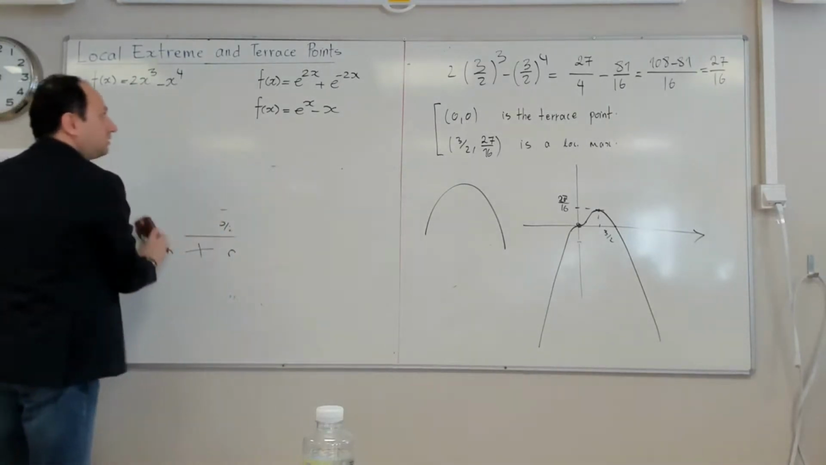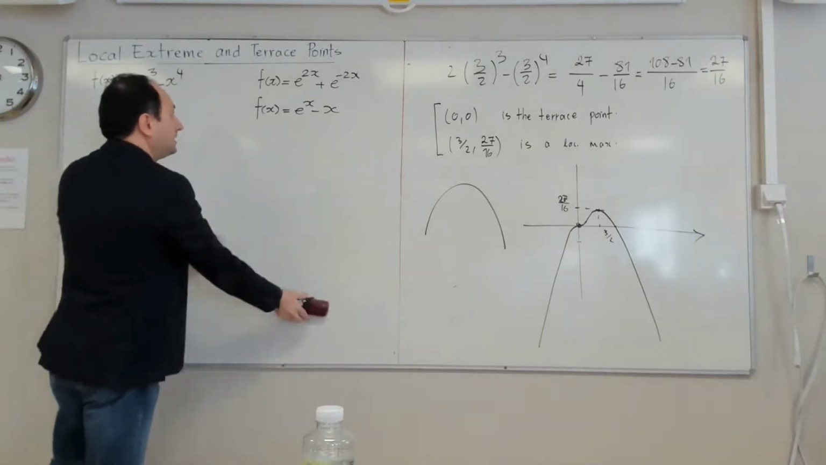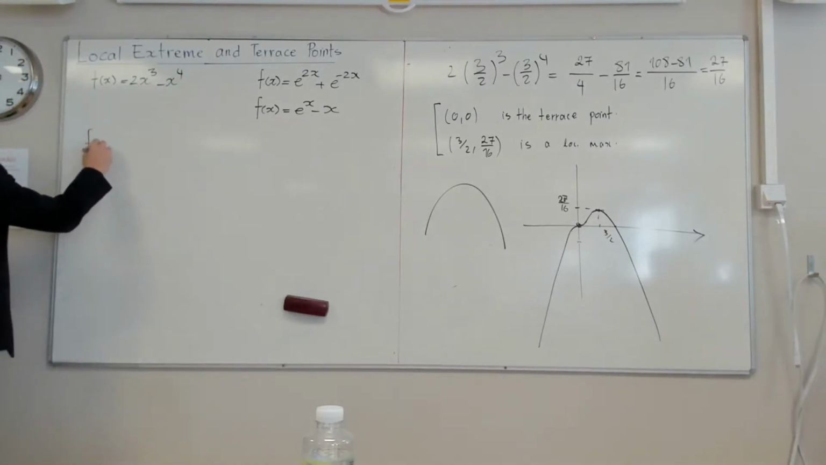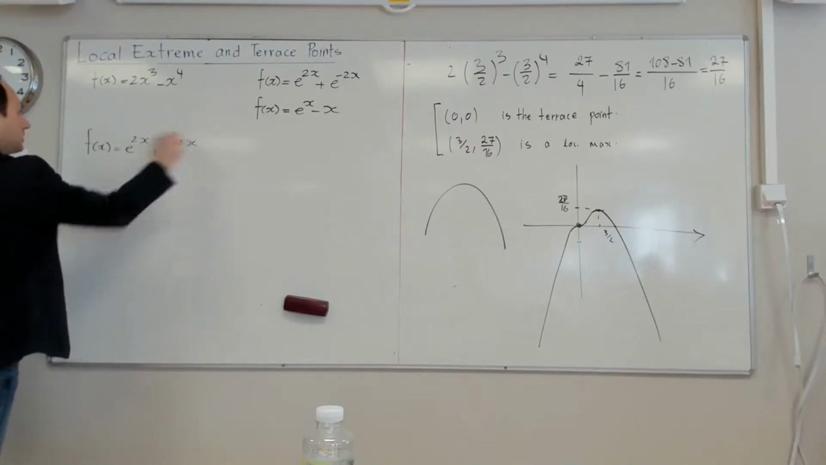One of them I will solve. The other one, you can use it as a home exercise. The first one I will solve it for you. Okay, so f of x is equal to e to power 2x plus e to power minus 2x.